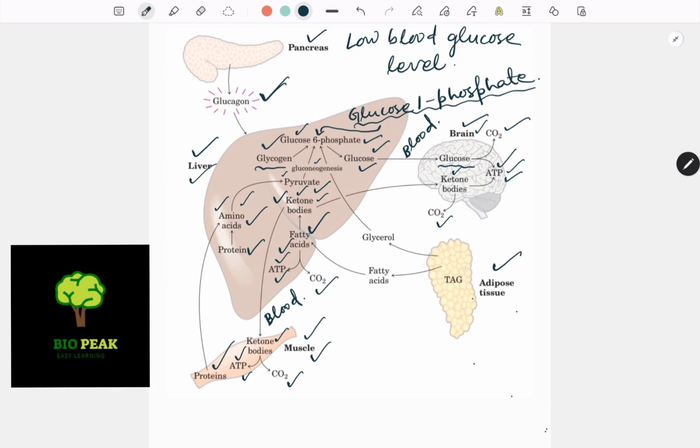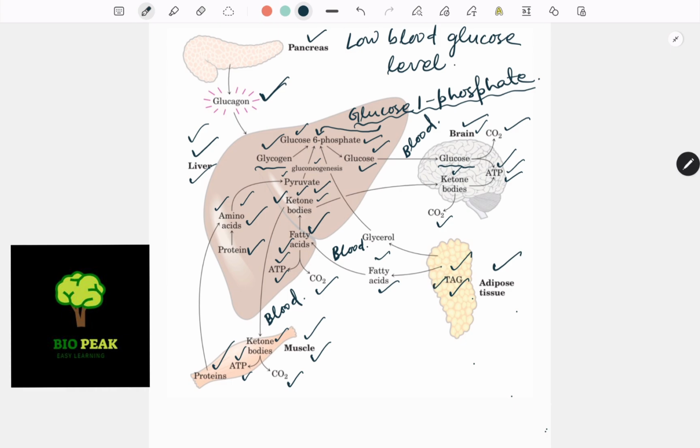Adipose tissue generally contains TAG or triacylglycerol. This TAG is generally converted into fatty acids. These fatty acids then travel to the liver through the blood.